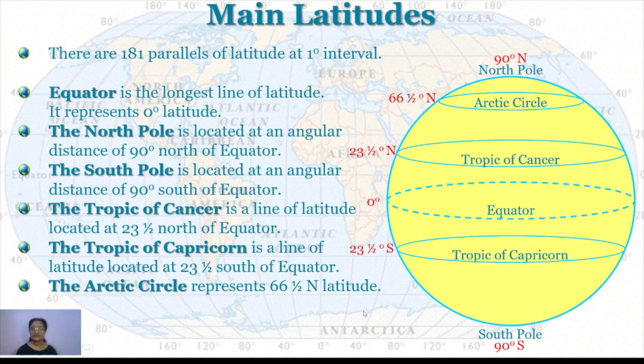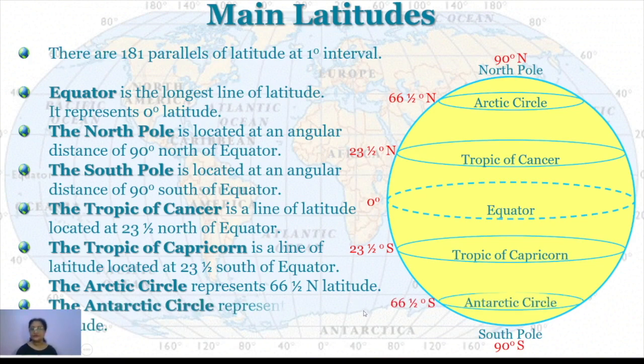And along with this, the Arctic Circle. The Arctic Circle is 66.5 degrees north, right? And same way in the southern hemisphere, 66.5 degrees south is the Antarctic Circle. So in total, we are getting all these important latitudes on Earth.